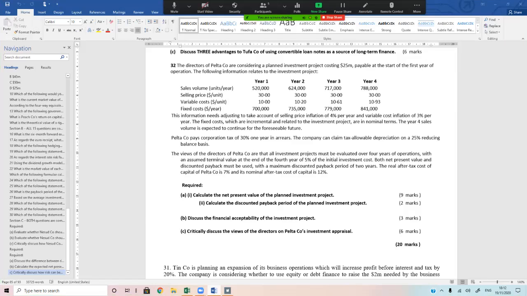So in this question, we've been asked to get the NPV. And of course, in part B, you advise whether it's a good investment or not. Then Roman 2, you use the discounted payback period, and you determine whether the company is a good investment or not. So let's do it together.